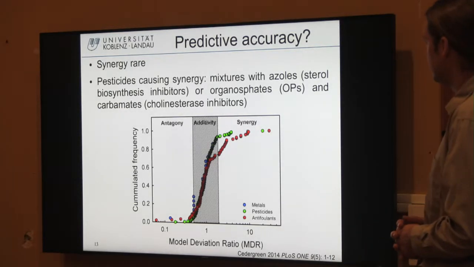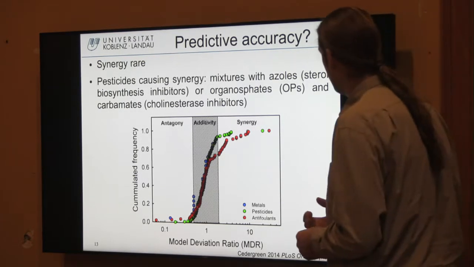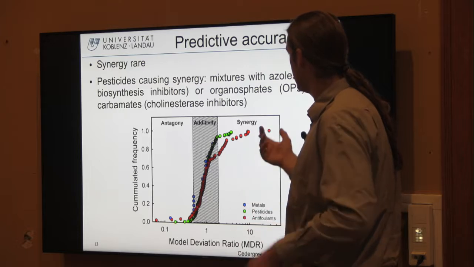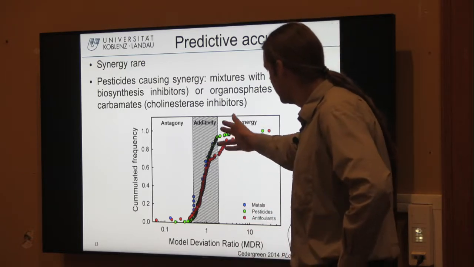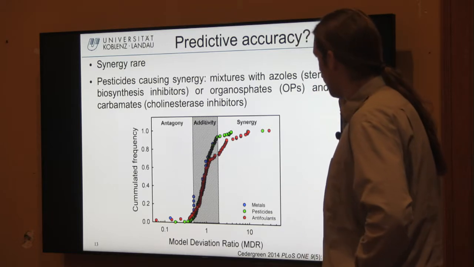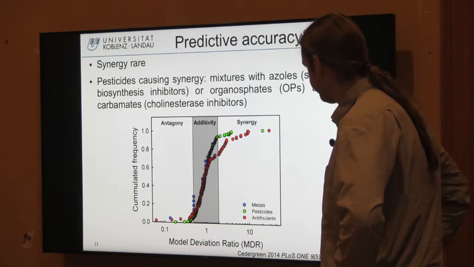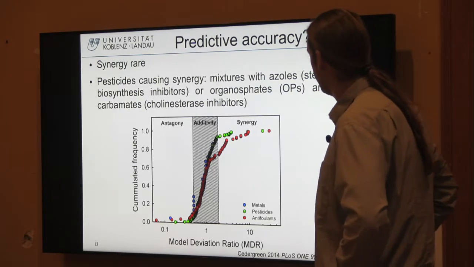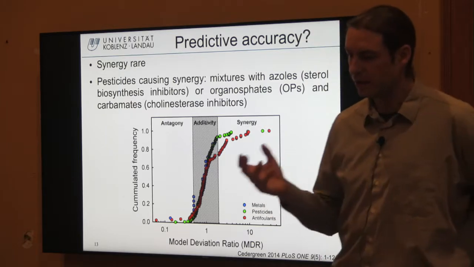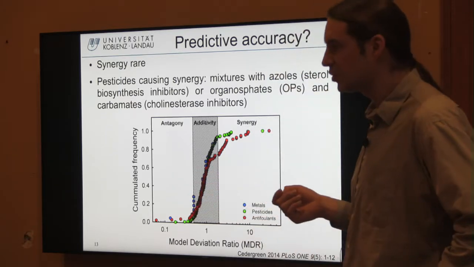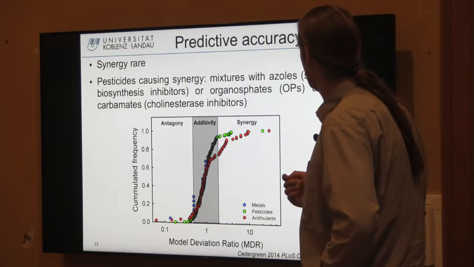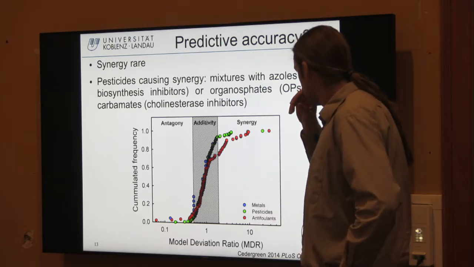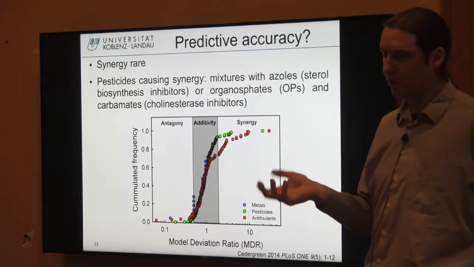A similar storyline is here for a Cedergreen paper from 2014, where they looked at how often antagonism, synergism, and additivity, so that's mainly basically the same thing, occurs for pesticides, metals, and antifoulants. And they also found that generally the models are reasonably good in their prediction. There are cases where the prediction, and I focus here on the organic toxicants, on pesticides, is underestimating the effects, so we observed synergy.